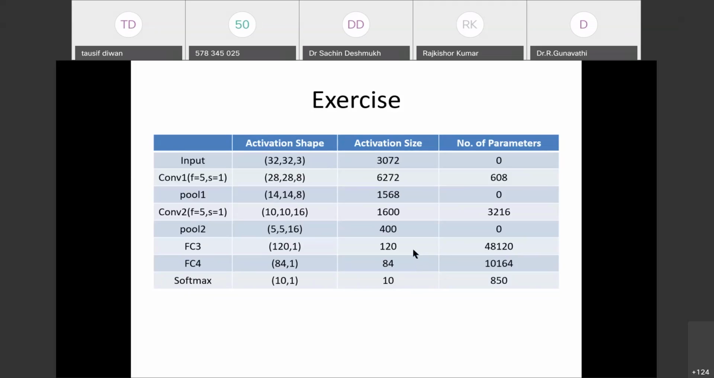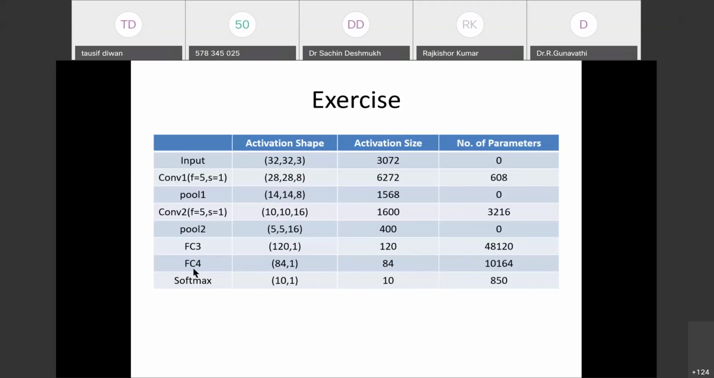The output, how many neurons are there? 120 neurons are there. One bias for one neuron. So 48,000 weights plus 120 bias, it will become 48,120. Okay.